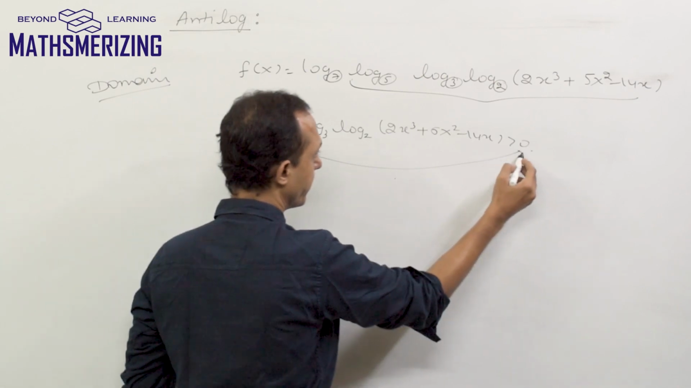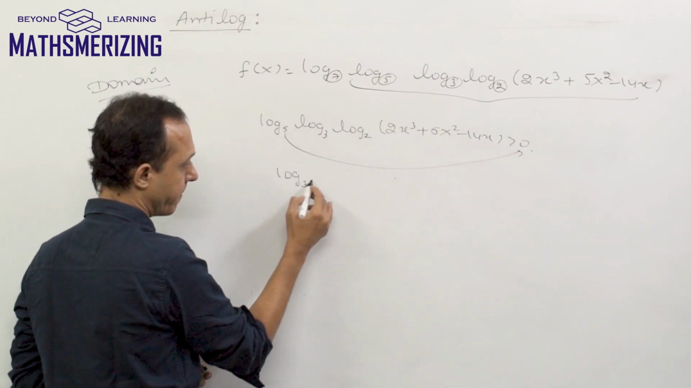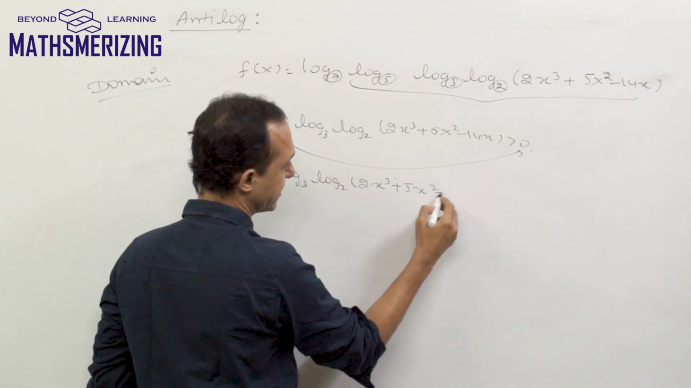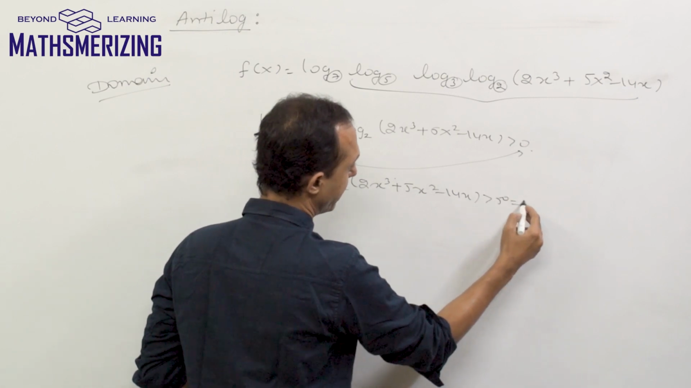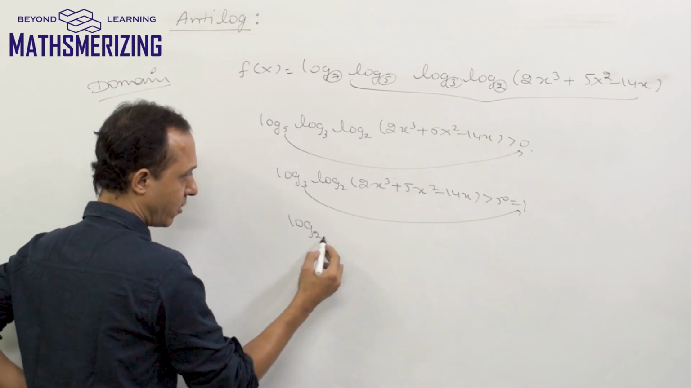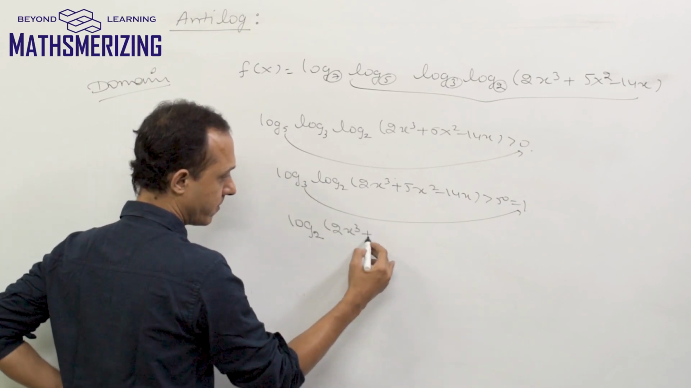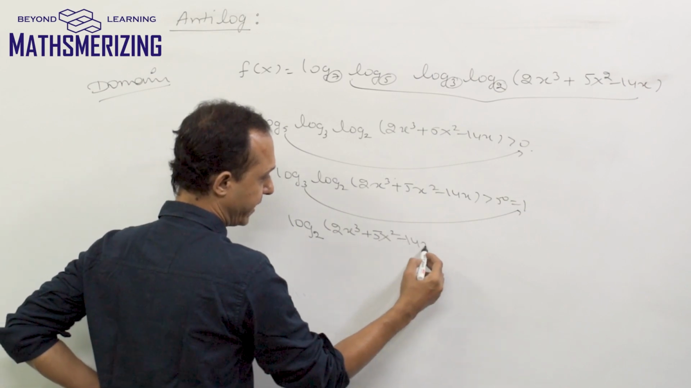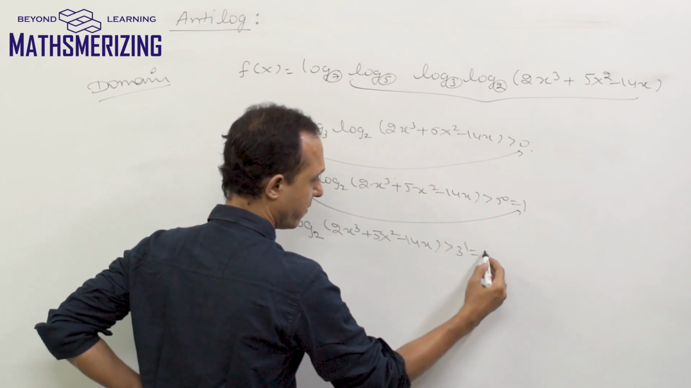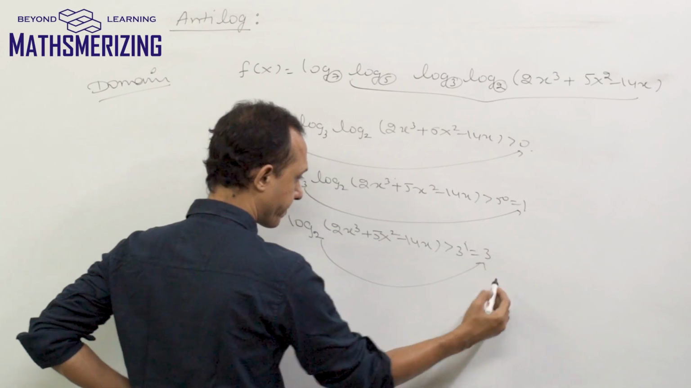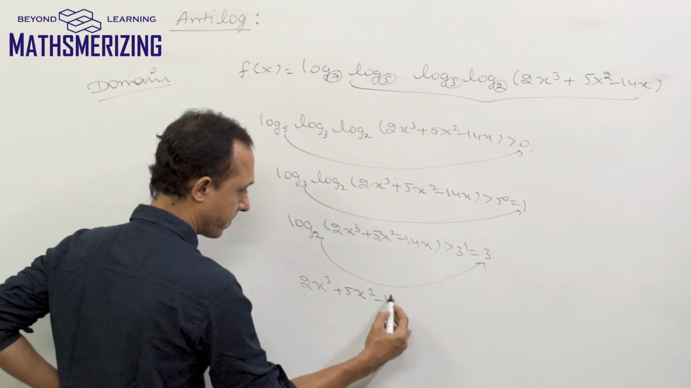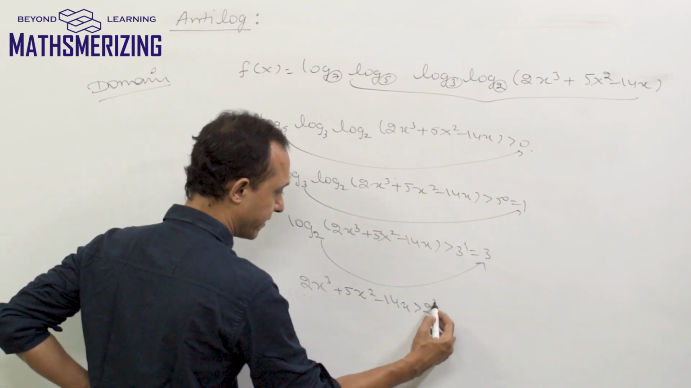Now I'll take this antilog. So I'll write it as log 3 log 2, 2x cubed plus 5x square minus 14x should be greater than 5 to the power 0, which is 1. Now again I'll take antilog for this 3. Log 2, 2x cubed plus 5x square minus 14x should be greater than 3 to the power 1, which is 3. Now again I'll take antilog. 2x cubed plus 5x square minus 14x is greater than 2 to the power 3, which is 8.